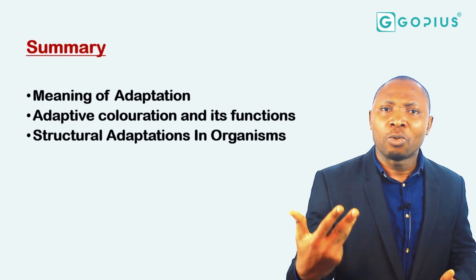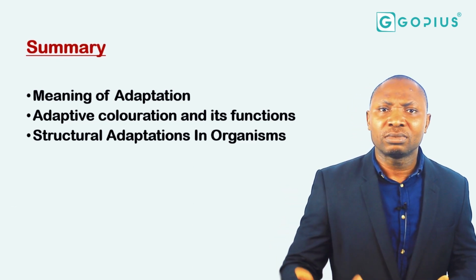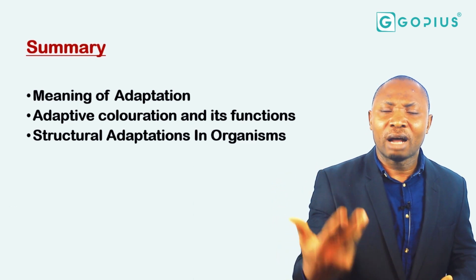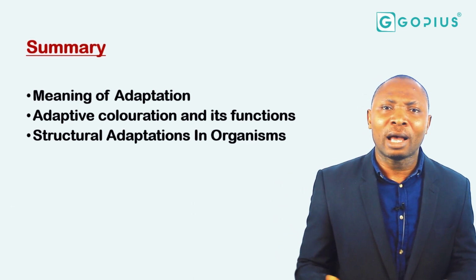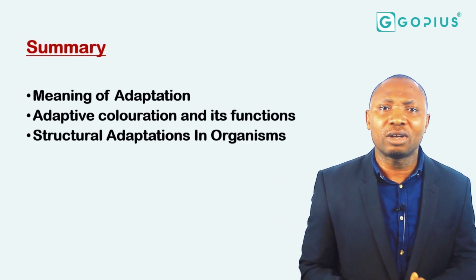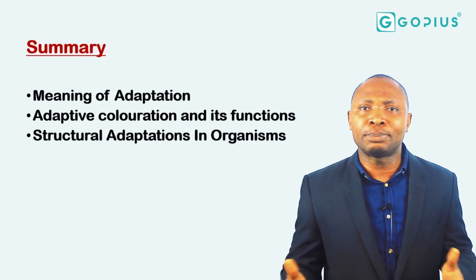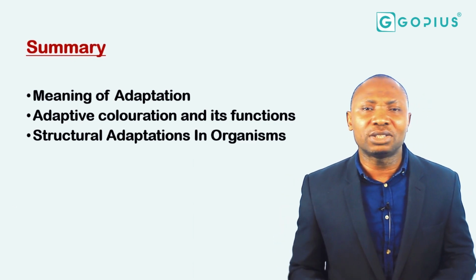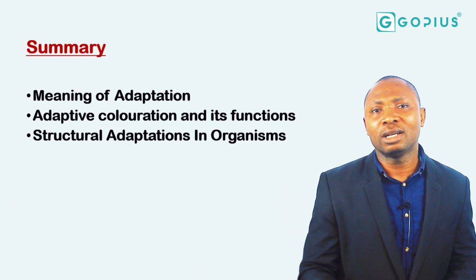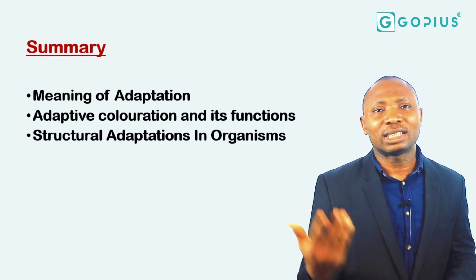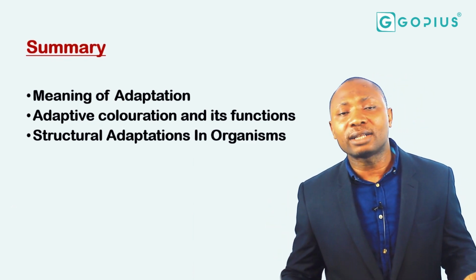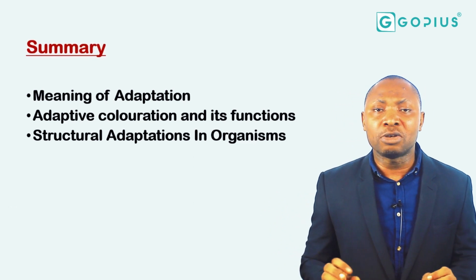I talked about coloration. I talked about warning coloration by mushroom. I talked about counter shading, how animals make use of two different distinct colors in order to escape their predators. And I talked about structural adaptations such as that of the pangolin, which makes use of its scales, and the spines of a cactus, which they make use of to conserve water.